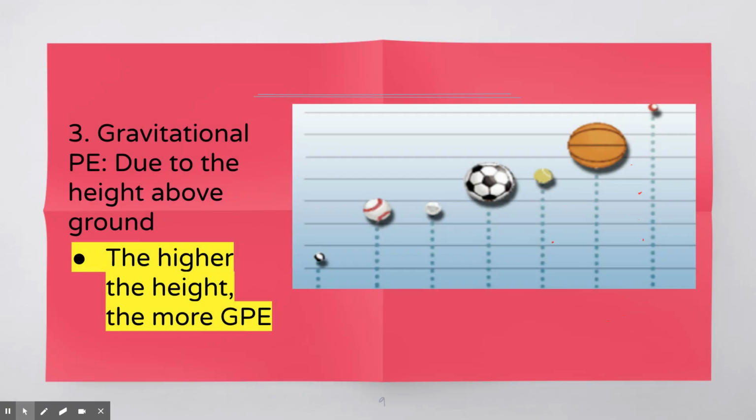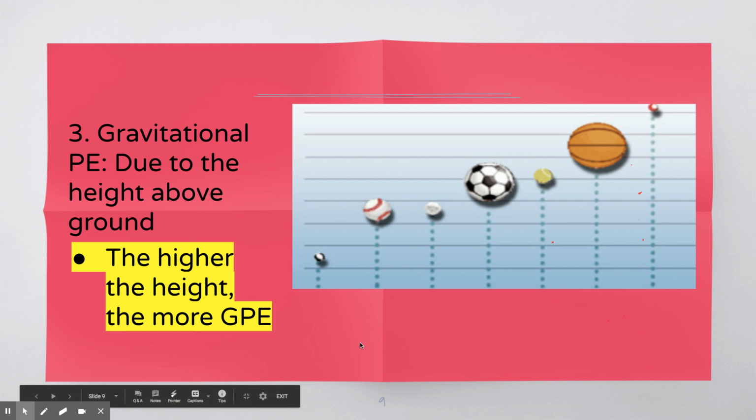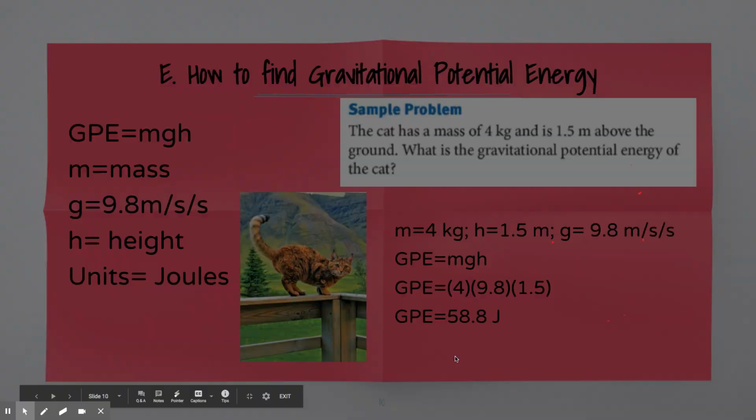The third type of potential energy we're talking about is gravitational potential energy. And gravitational potential energy is potential energy due to the height that an object is above the ground. And our big takeaway is the higher the height, the more gravitational potential energy an object has. So if you look at this picture, this ball right here has the most gravitational potential energy because it's higher up from the ground. And that's the type of potential energy that we will be focusing on today.